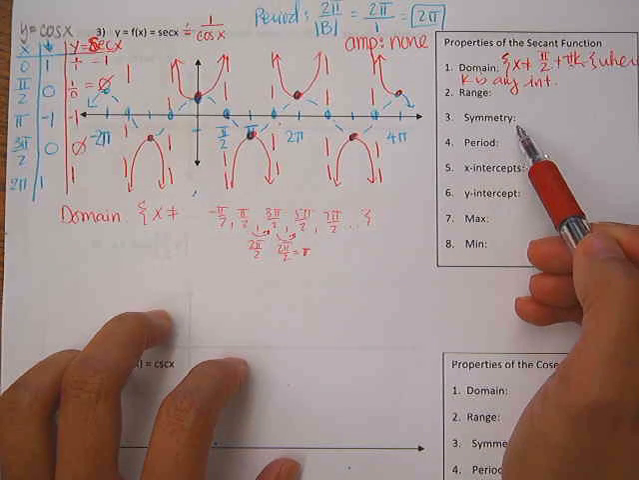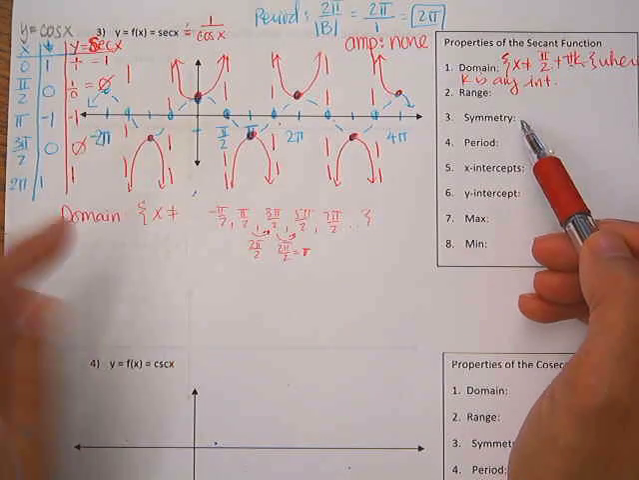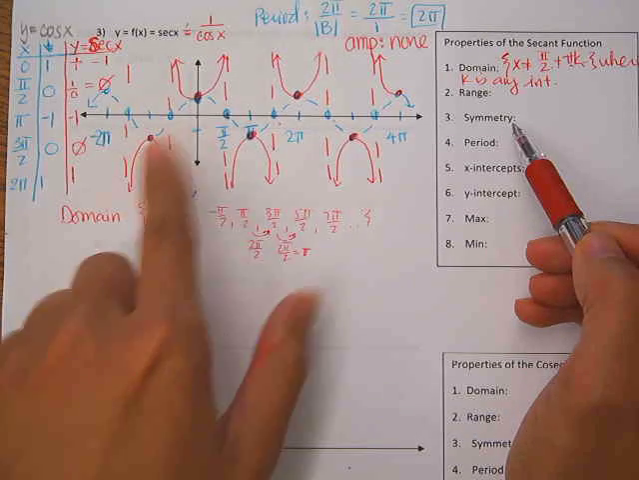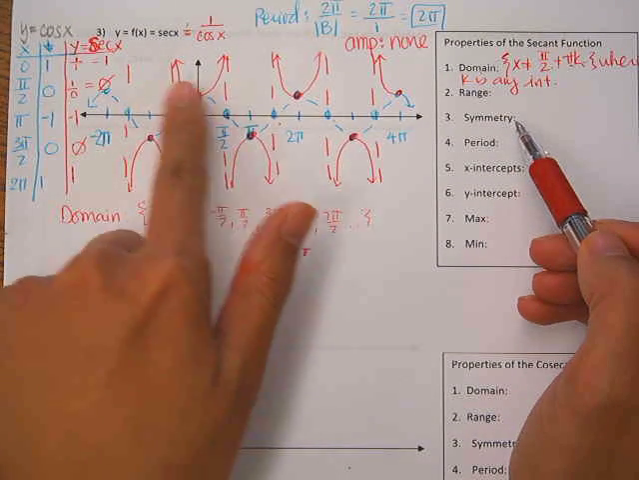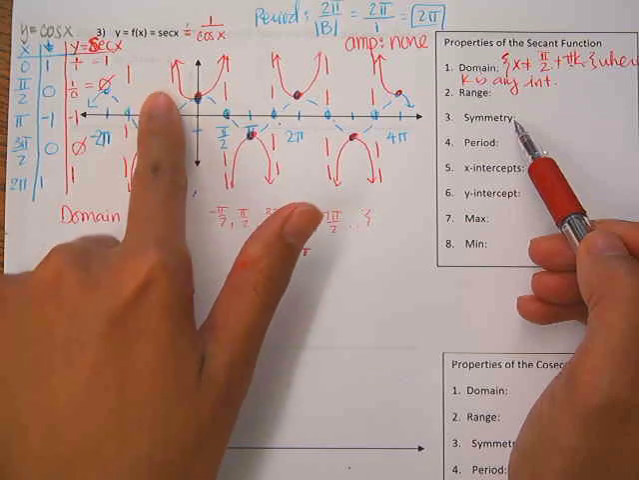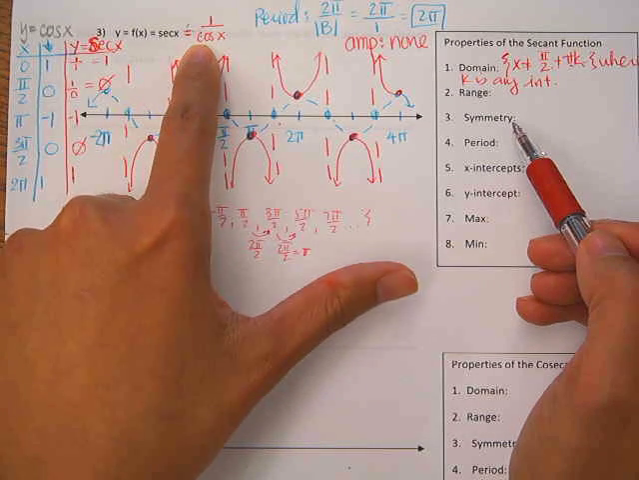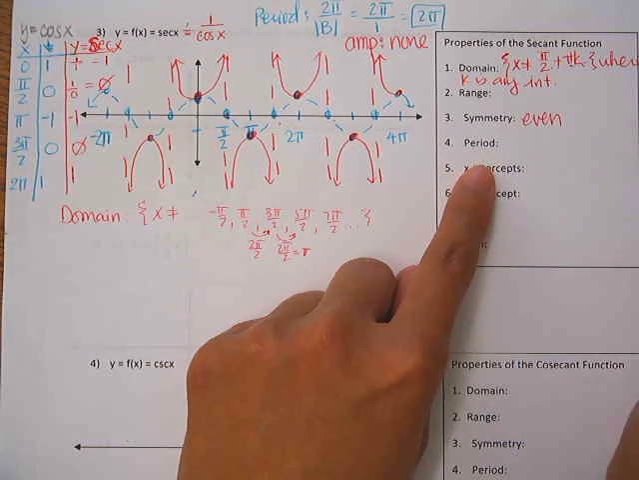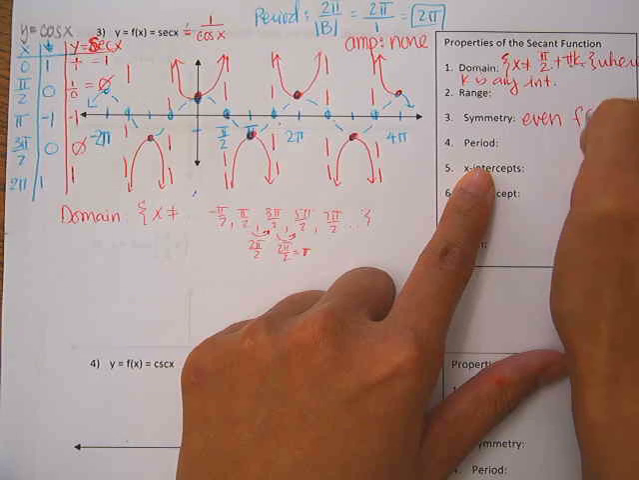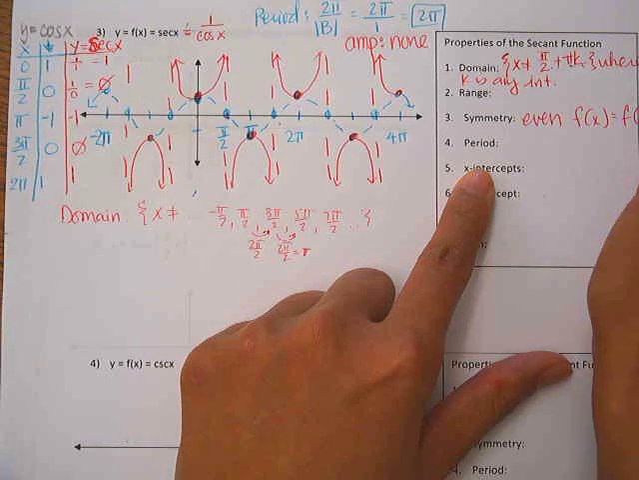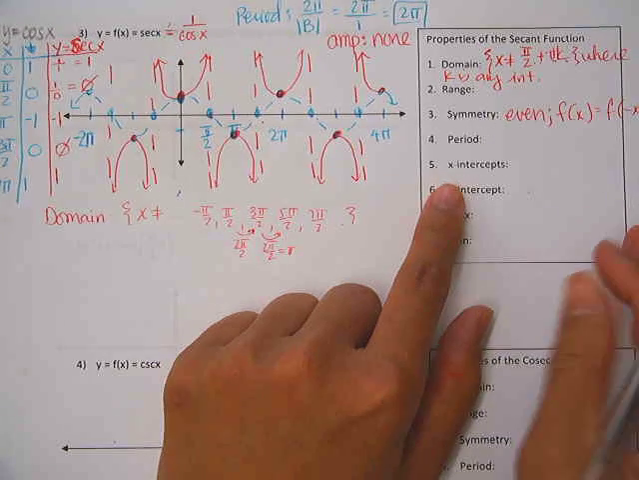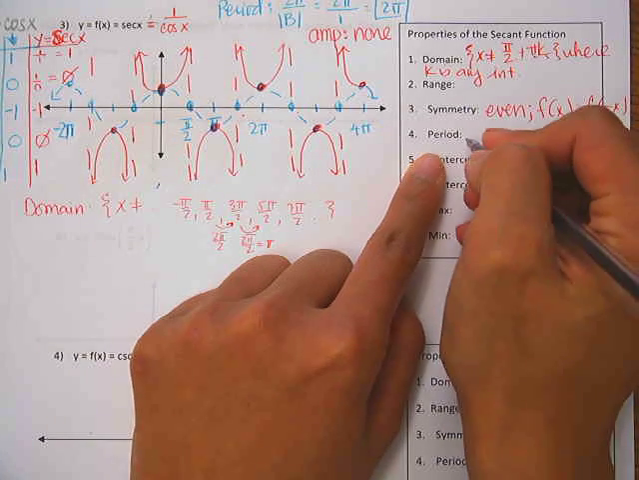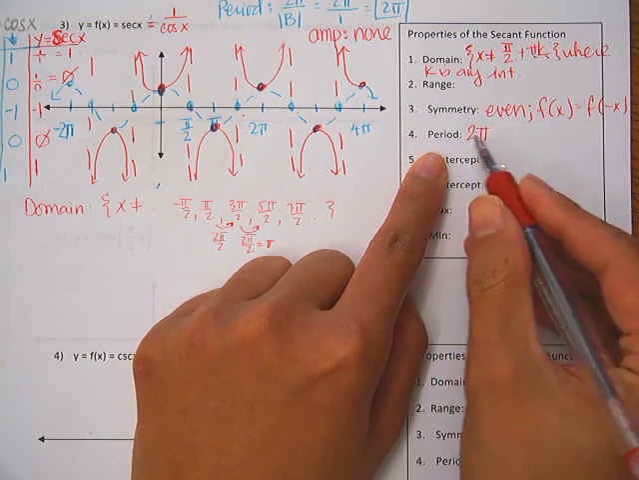Symmetry. Okay, does it fall on the y? Is it a mirror image about the y-axis, or is it a mirror image about the origin? So if I fold on the y-axis, the left and the right fold right on top of one another. And it should also be the same as cosine. Okay, so cosine had an even symmetry. This is also an even symmetry, which if you remember, an even symmetry was f of x equals f of negative x. Remember this? Okay. Period, we stated earlier, secant of x has the same period as cosine.